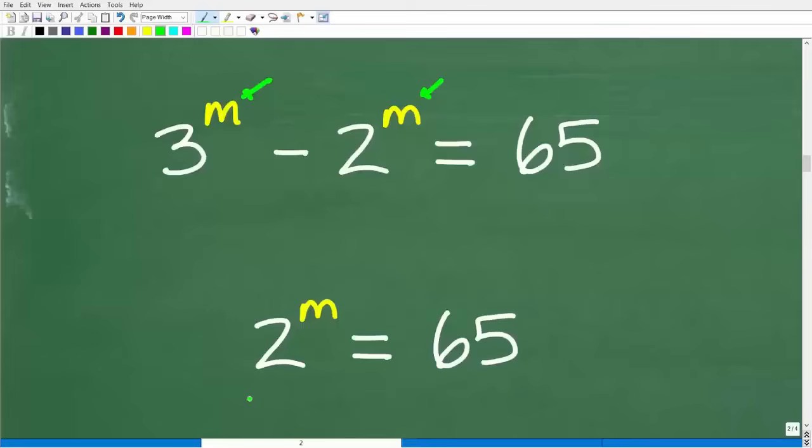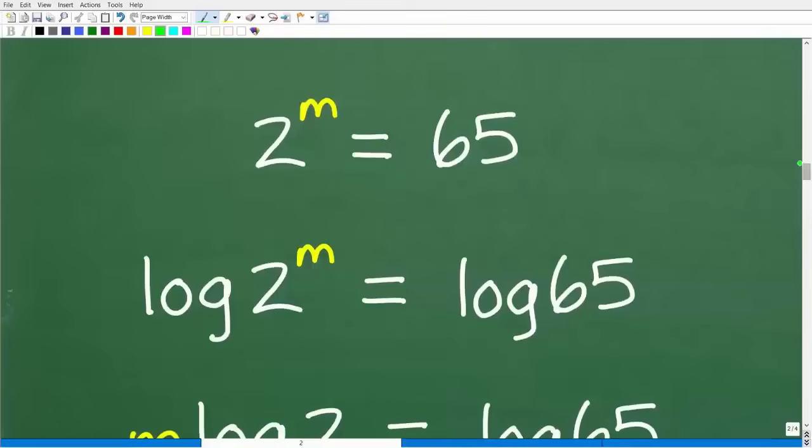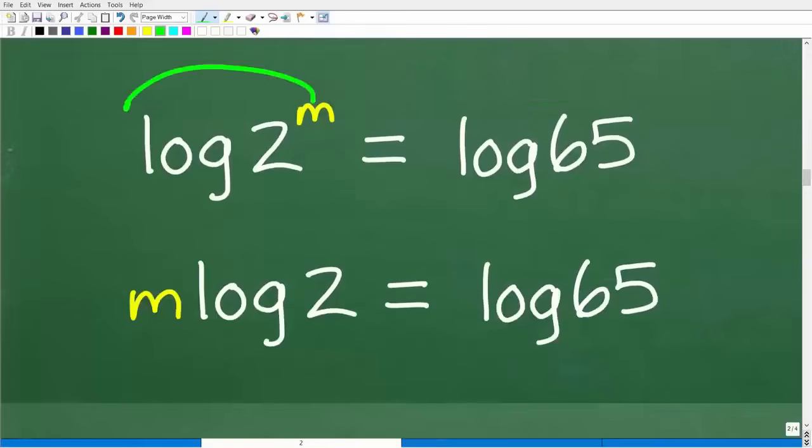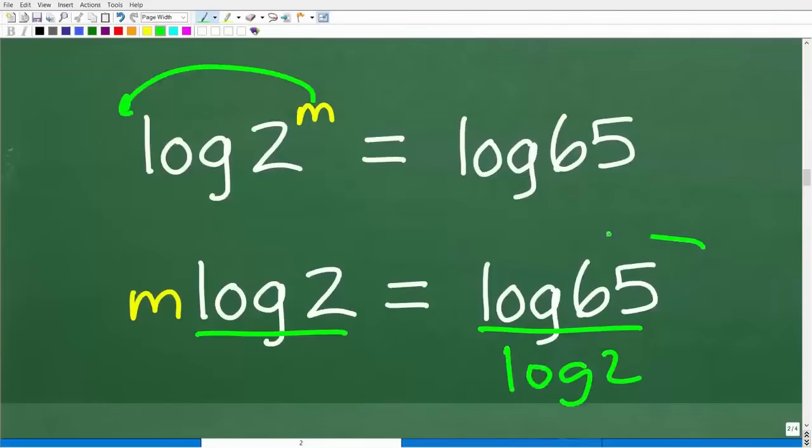But if we only had one base, like 2^m = 65, we could use logarithms. The way you would do that is you would take the log of both sides, like the common log, then use a property of logarithms to drop down the m in front of the log. So m times log 2 is equal to log 65. These are just values, and then we can solve for m by dividing both sides of the equation by log 2 and then plugging this into our calculator.